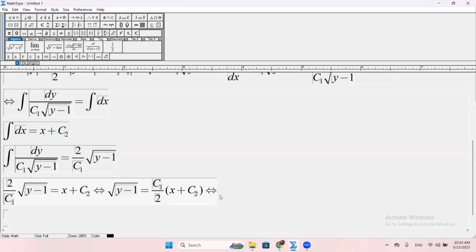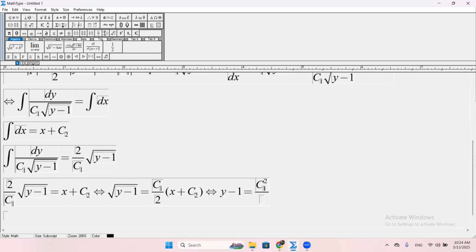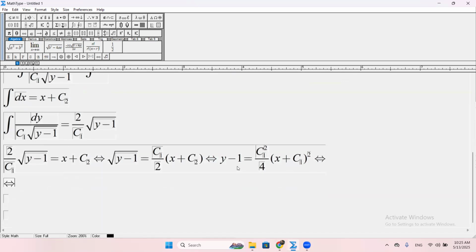Then y minus 1 equals c1 square over 4 times x plus c2 square. And finally, y equals this expression plus 1. So this is the final answer, the general solution. Any questions about this exercise?